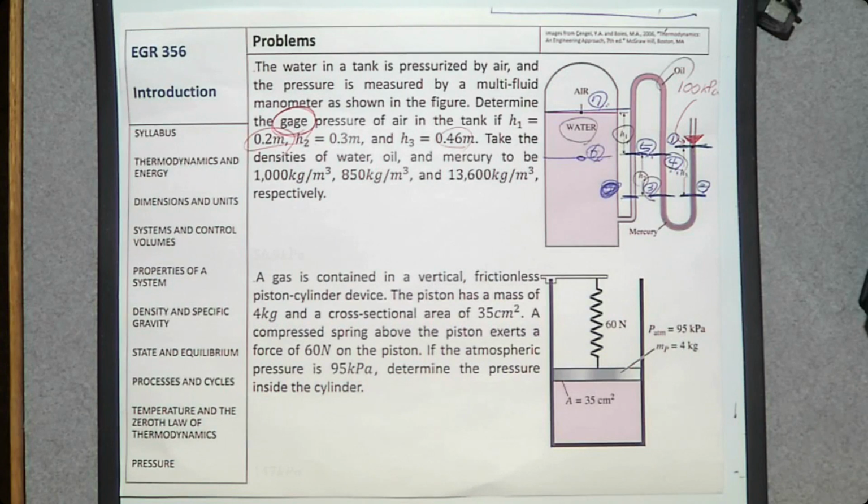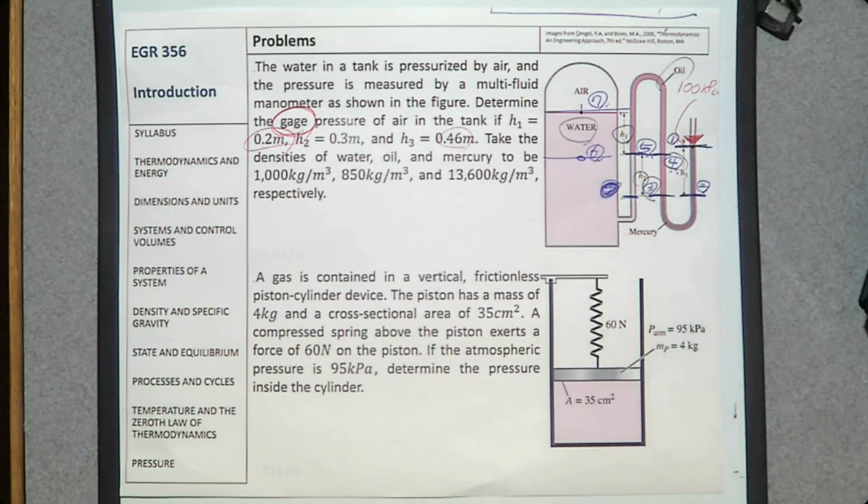Okay, let's look at this problem. We have a gas in this piston cylinder device. The piston has a mass of 4 kilograms and a cross-sectional area of 35 centimeters squared, and there is a compressed spring above the piston. If the atmospheric pressure is 95 kilopascal, determine the pressure inside the cylinder.